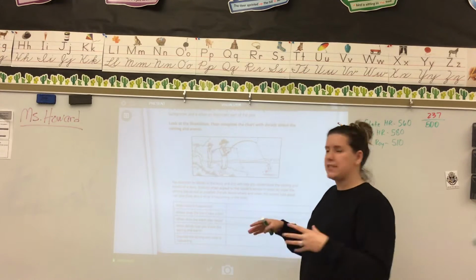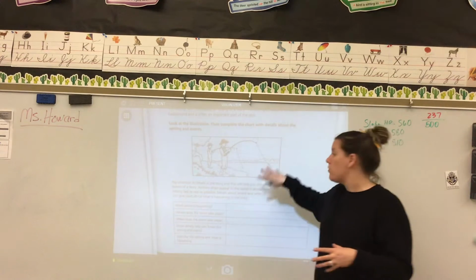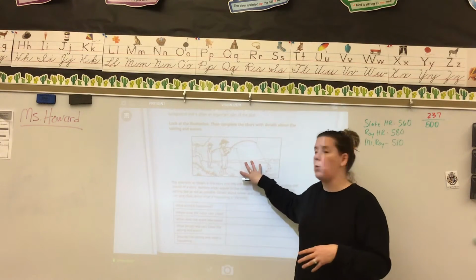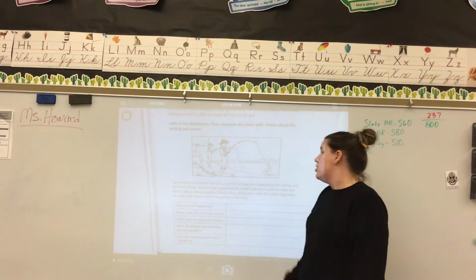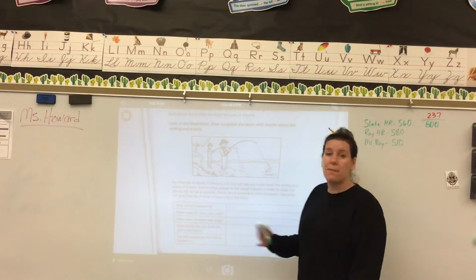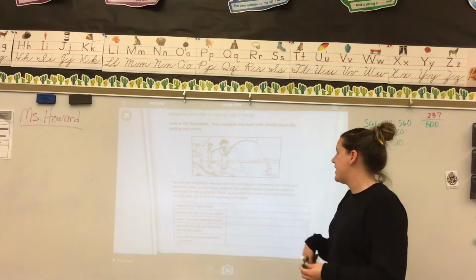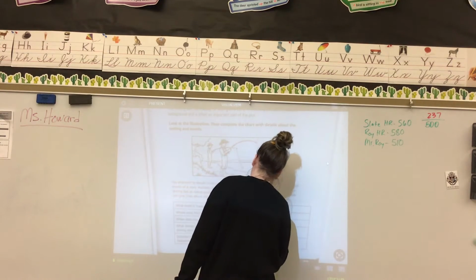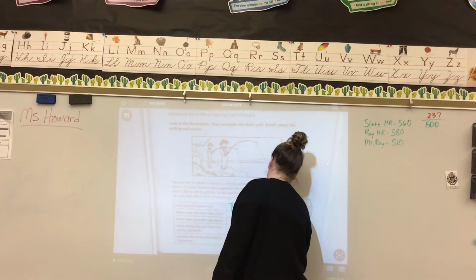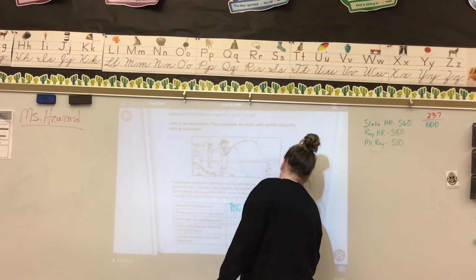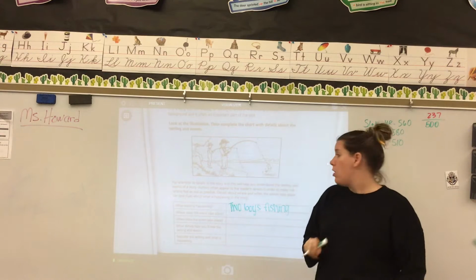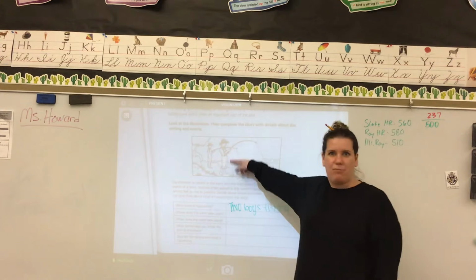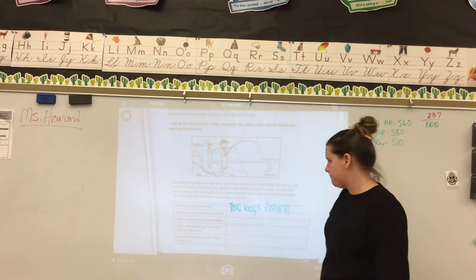So here, the first thing we want to look at is the picture. And we're going to answer some questions based on what the picture shows. So the first thing is, what event is happening? Well, if I'm looking at the picture, we're going to say that there are 2 boys fishing. Okay? We know that because we see what looks like a fishing rod and fish, right?